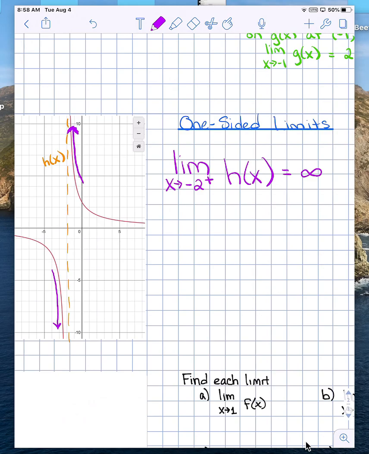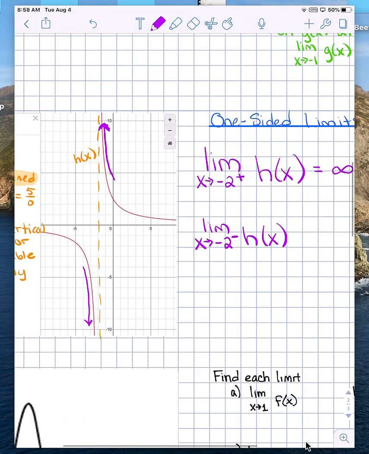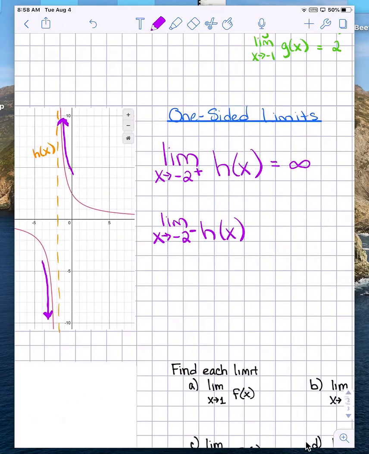Okay, let's keep going. If I look at the limit of h of x as x approaches -2 from the left side, so the left side is values smaller than -2, I can see that the function itself, those values are getting smaller and smaller. We're approaching the asymptote. So this function is approaching -infinity.